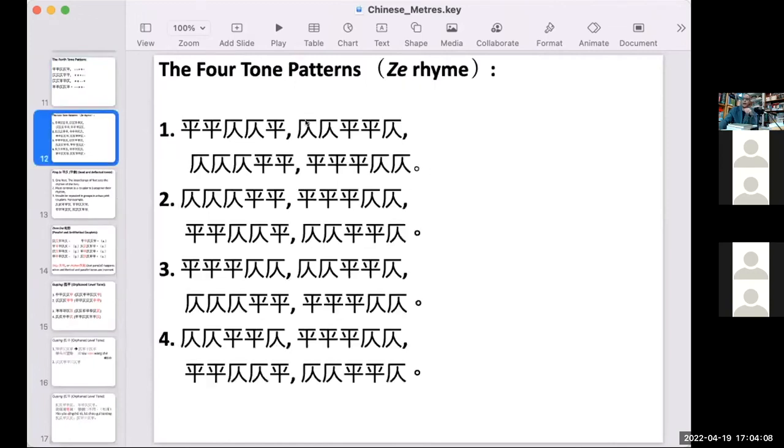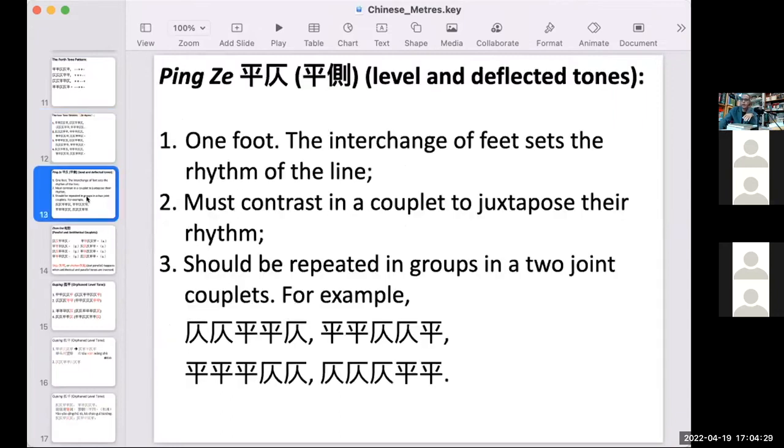So these are the 4 tone patterns, but with zi rhyme. As you can see, the second line and the fourth line end with zi. Then we know right away that this is zi rhyme, and the same. All this is the second pattern, third, fourth, same idea.